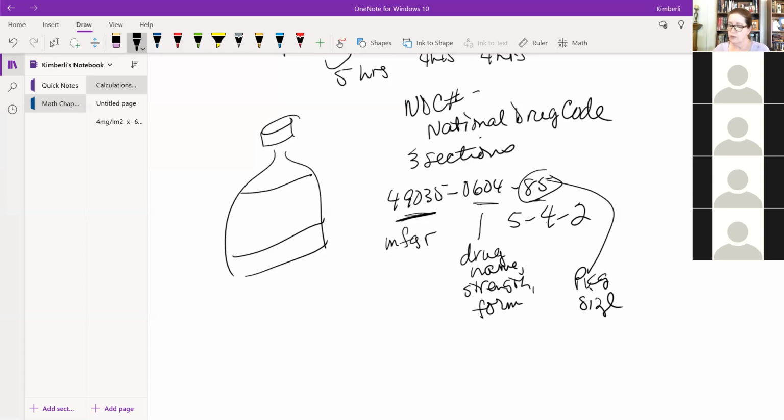Okay, so whoever that manufacturer is, they have an NDC number assigned to them by probably the FDA of 49035. So for this manufacturer, 0604 means ibuprofen, 200 milligram tablets.